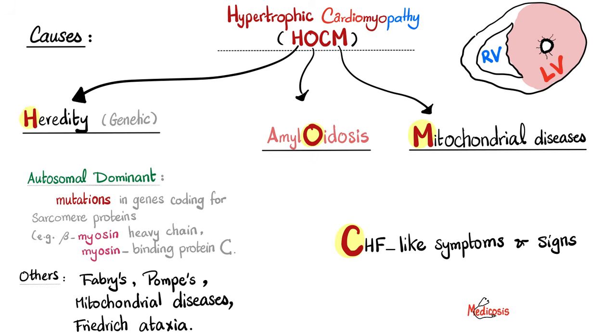So amyloidosis of the heart can lead to what? It can lead to hypertrophic cardiomyopathy. It can also lead to restrictive cardiomyopathy, as we'll discuss in the next video. Then we have mitochondrial diseases, that's the M. What's the C? Well, the patient might suffer from CHF-like symptoms.